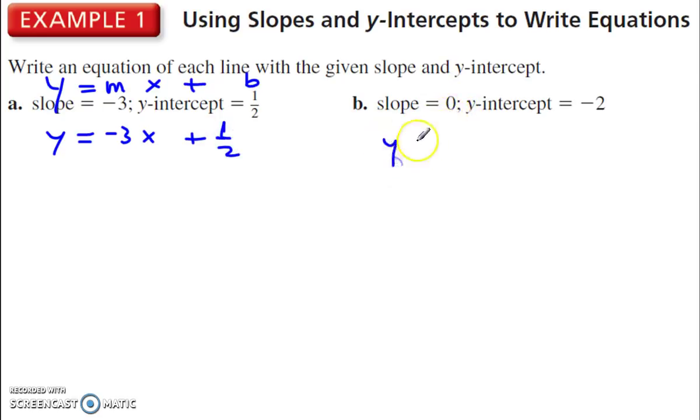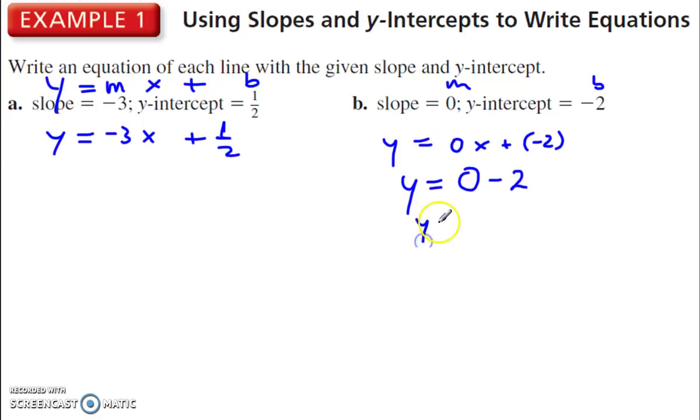Slope is m, y equals, this is m, this is b, 0x plus negative 2. Now we're going to simplify this a little bit. We don't like the plus negative, plus a minus. We don't want two signs next to each other. Also, 0 times x is 0. So y equals 0 plus minus is just minus, or y equals negative 2. Okay, that's a 0 slope. Y equals negative 2 is a 0 slope. That means it's a horizontal line at negative 2.